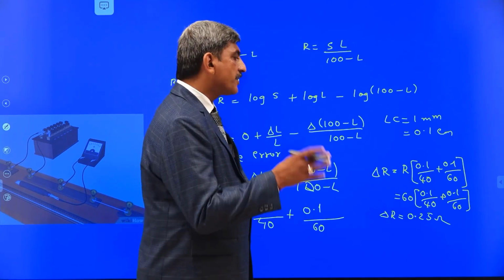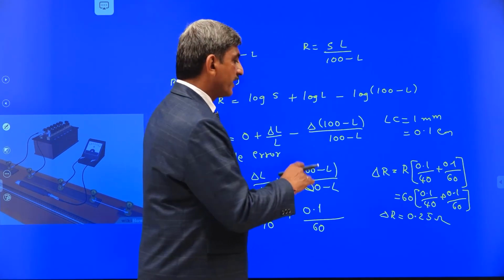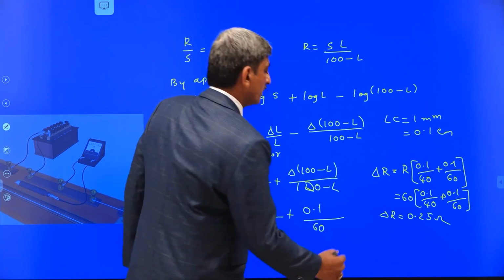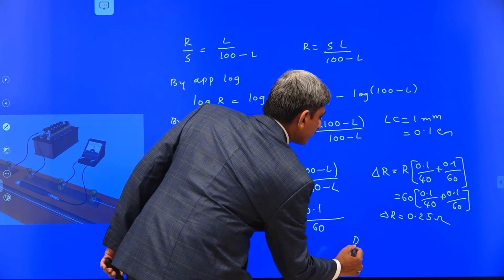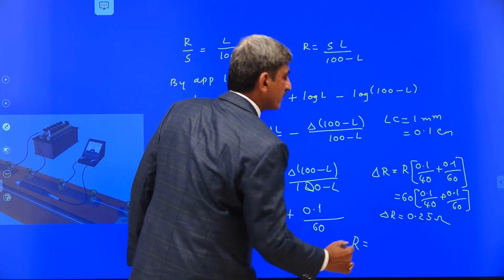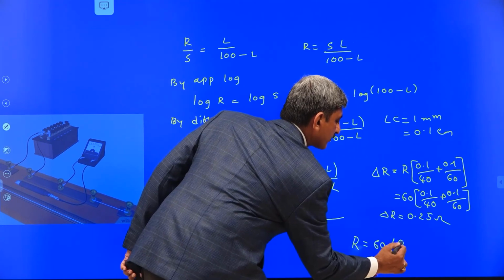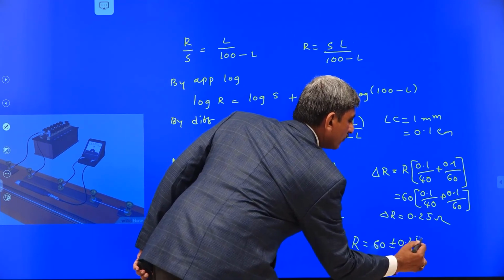So the resistance value is obtained as 60 ohms. The error is obtained as 0.25 ohms. So at last, the resistance value of the unknown resistor is given by 60 plus or minus 0.25 ohms.